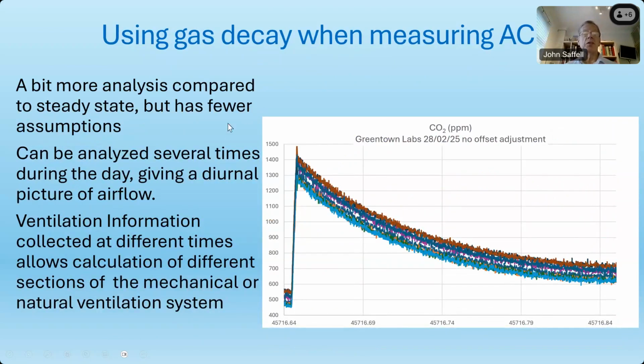And lastly, when you look at gas decay, that's what you want to see. You want to see a nice decay curve. That was done in Greentown Labs in Cambridge, Massachusetts. And you can analyze these kind of decay curves to get a good sense of the air change rate.